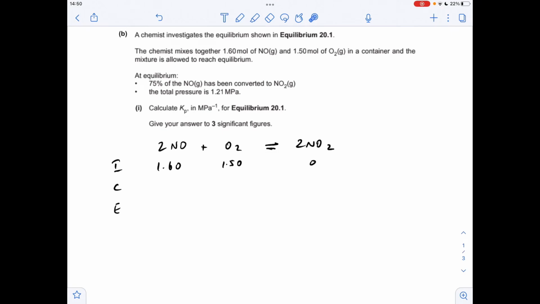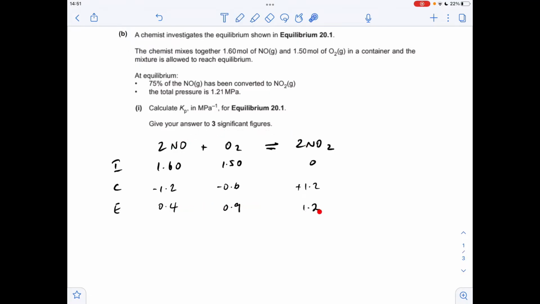Moving on to part B, the calculation. I've put together an ICE table, so initial, change, equilibrium. So these are the moles we're told at the start. Obviously there's no NO2 to start with. We're told that 75% of the NO has been converted to NO2, so that means 75% of this has reacted, which means it's going to drop by 1.2 moles, so at equilibrium we're left with 0.4. The mole ratio means that only 0.6 moles of O2 is going to react, so that means there's 0.9 moles left, and the mole ratio also tells us that 1.2 moles of NO2 will form, because that's a 1-to-1 ratio.